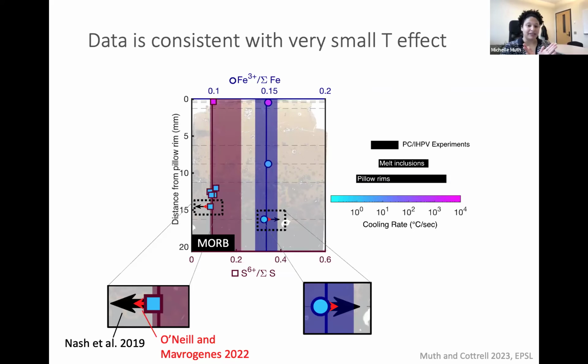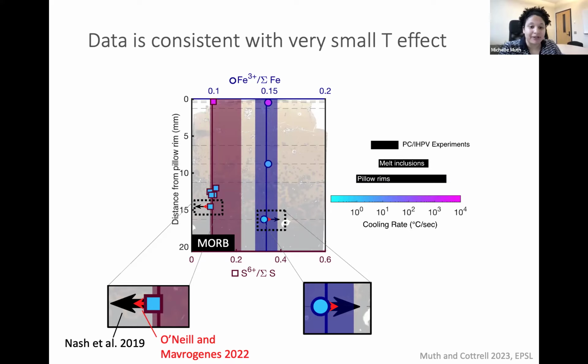And you can see that you would expect both the iron and sulfur XANES values to shift to values outside of the measurement uncertainty. So again, black arrows, worst case scenario. The red arrows are calculated the same way, but this time based on an updated model of the temperature effect on the sulfur and iron valence state.